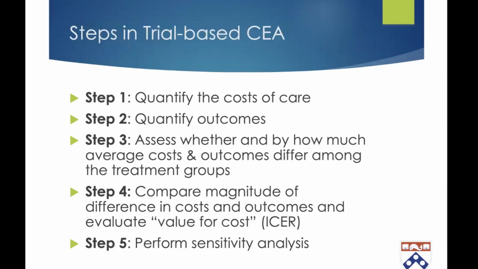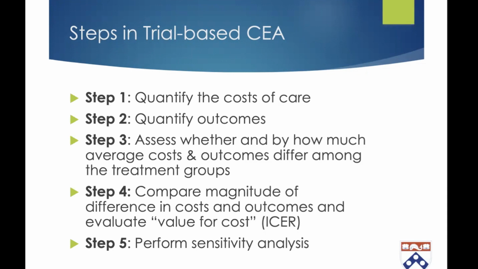So here are the steps in a trial-based cost effectiveness analysis. 1, quantify the cost of care. It's really, really important to do this a priori. These are the perspectives we're going to use. This is the data we need. This is how we're going to collect it. Trying to do it after the end of the study is a mess.